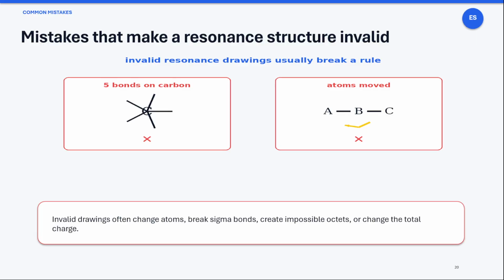Slide 20. Now let's go through common mistakes. The first big mistake is giving carbon 5 bonds. Carbon cannot have 5 bonds in normal organic chemistry resonance problems. Another mistake is moving atoms. If the atoms change places, it is not resonance. Other mistakes include breaking sigma bonds, changing the total charge, creating impossible octets, or putting charges in places that do not match the electrons. A good rule is, if the atom skeleton changes, it is probably not resonance. If the total charge changes, it is wrong. If carbon has 5 bonds, it is wrong.